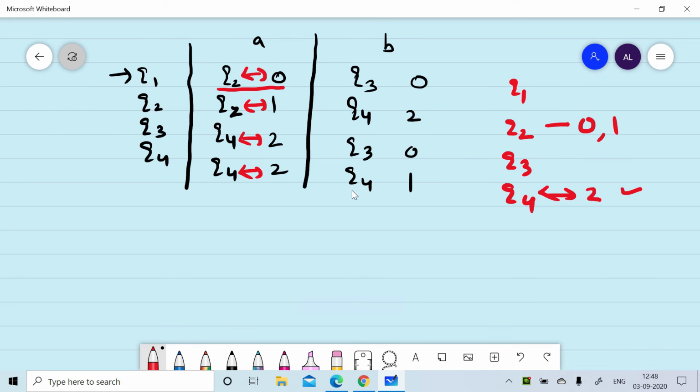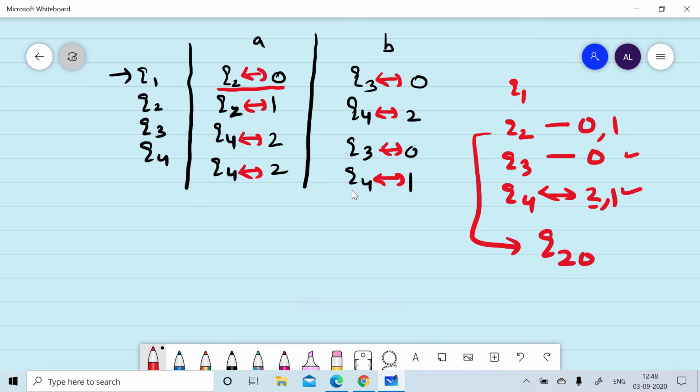With Q3, 0 output is associated. With Q4, 2 output is associated, which we had already mentioned. With Q3, 0 output is associated, which we had already mentioned. With Q4, 1 output is associated, so we will mention 1 also. So Q2 state is divided into Q2 0, that is Q2 state with 0 output, and Q2 1, that is Q2 state with 1 output.